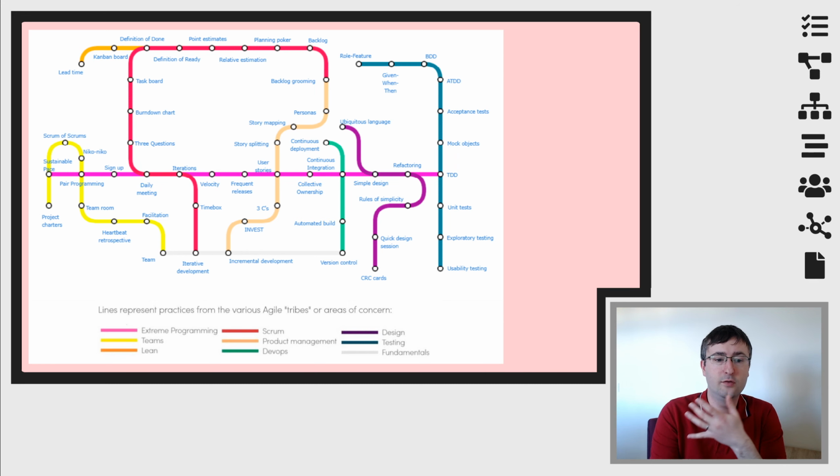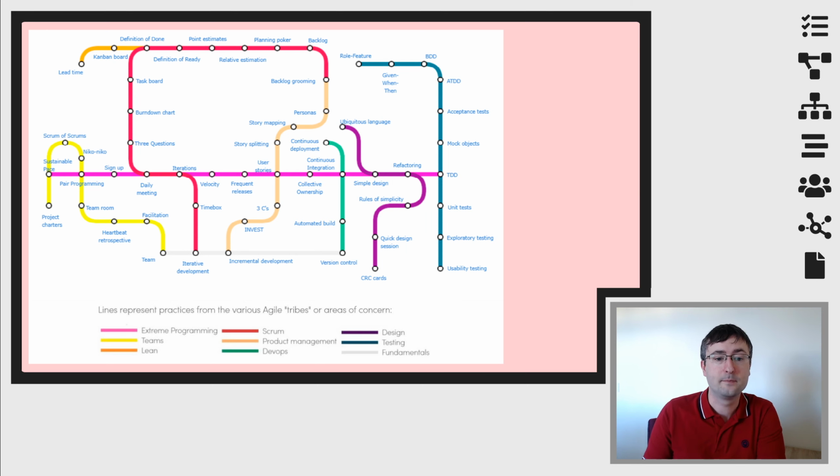So for example, if we were to follow the extreme programming line, which goes all the way along the middle, we can see that there are things like iterative development, daily meetings, sustainable pace, simple design. All of these things are key inside of extreme programming.